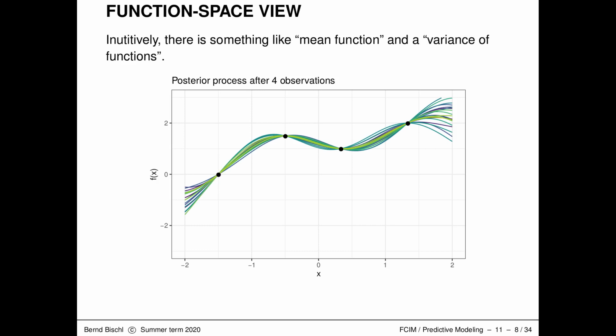And I guess we can agree that it would be interesting to now define something like a mean function that lies here at the center of this function distribution and goes through my points. And we could potentially also talk about something like the variance of functions, right?